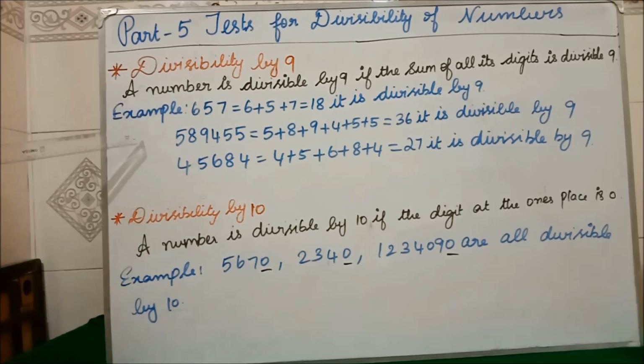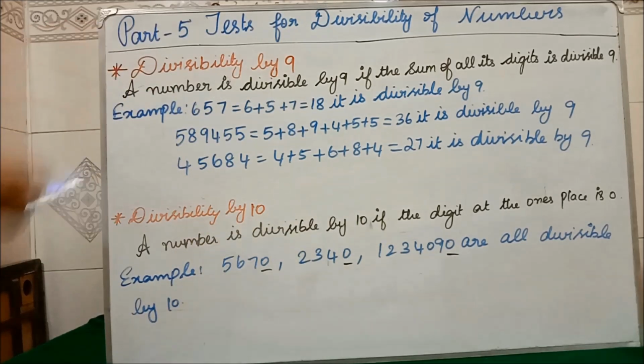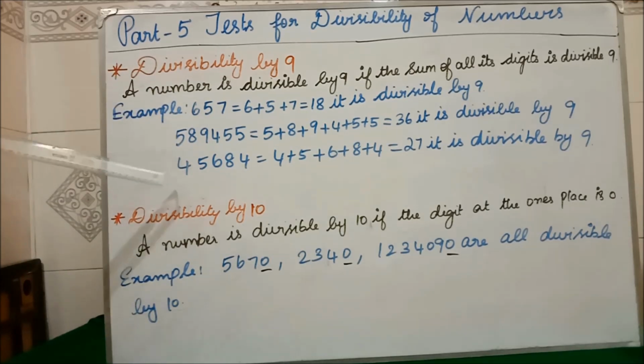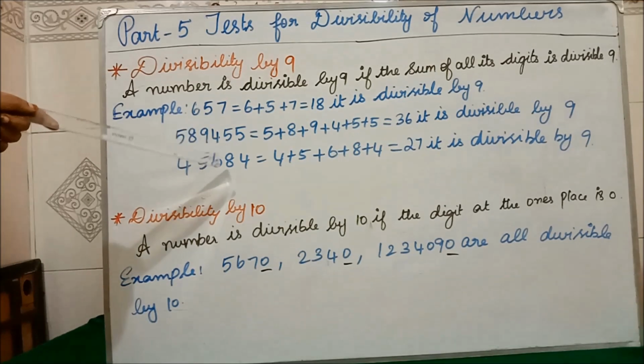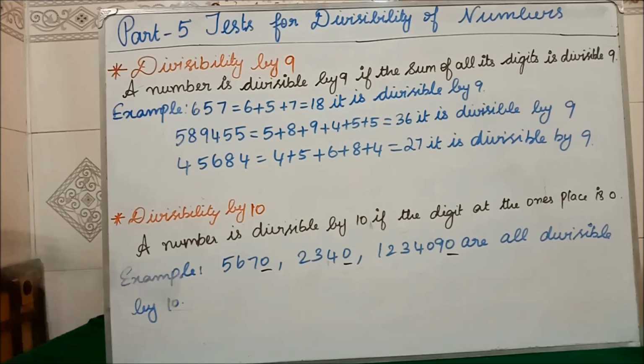You can see this example, 657. 6 plus 5 plus 7 is 18. 18 is divisible by 9, so 657 is divisible by 9. Similarly, 5,89,455. If you add 5 plus 8 plus 9 plus 4 plus 5 plus 5, what will you get? You will get 36. 36 is divisible by 9. So 5,89,455 is divisible by 9.